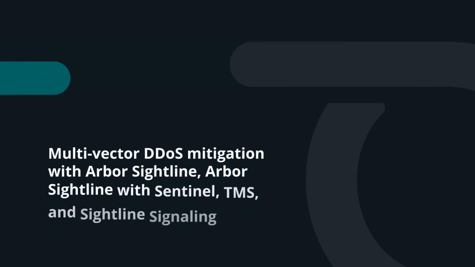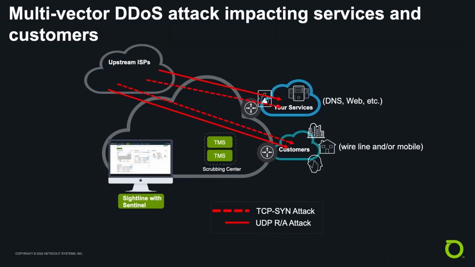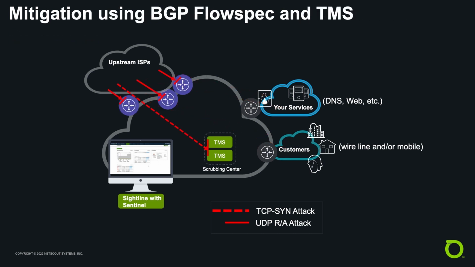Detecting and mitigating a multi-vector DDoS attack using Arbor Sightline, Sentinel, TMS, and Sightline Signaling. Before we begin, let's take a look at a diagram. This depicts a multi-vector DDoS attack. The attack originates from the internet and targets our business-critical services as well as our customers, seriously impacting the performance and availability of both. The attack is detected by Sightline, and we will utilize a combination of Sightline with Sentinel for BGP flowspec and TMS for mitigation.